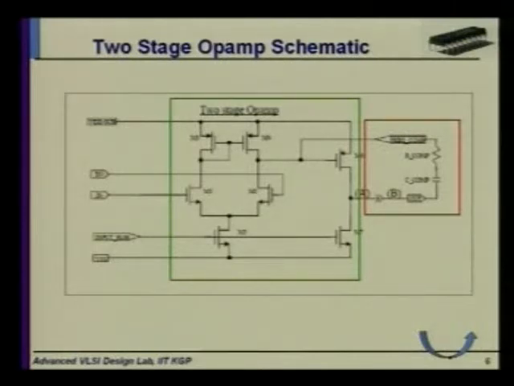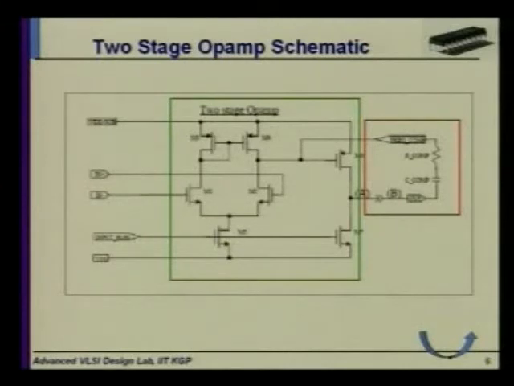This is basically termed an opamp, and the previous one is termed a DFAM, but DFAM is obviously a special case of an opamp which has only a single stage. So this is a two-stage opamp schematic. Right now we will consider the portion in the green rectangle, and the portion in the red rectangle we will discuss later. That is basically the compensation portion. I will discuss it later. So first, here is the two-stage opamp.